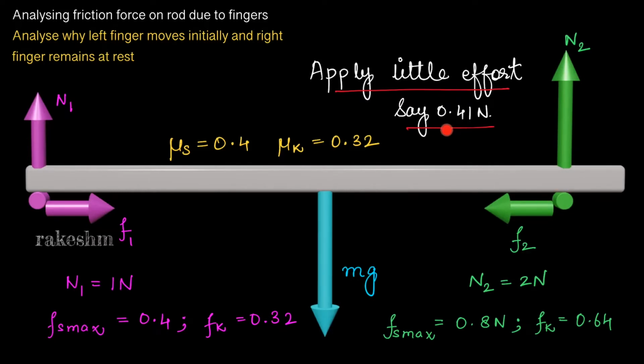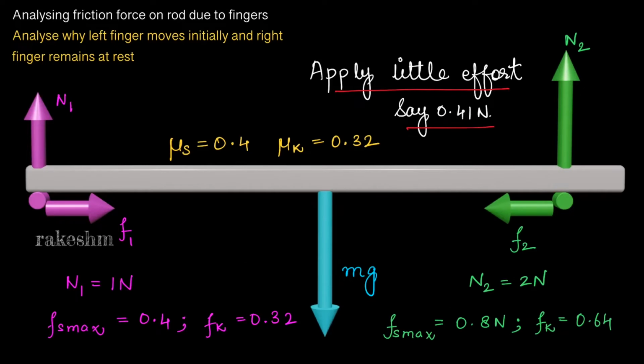Next, you increase the force which you are applying by these two fingers to 0.41 Newton. Now see, on the left finger 0.41 Newton is being applied and the maximum static friction is 0.4. So what would happen here, tell me? This finger will start to move towards the right, I mean, it will start to move towards the center now. The right finger also you are applying 0.41 Newton, and the maximum static friction value is 0.8 Newton. So this finger will not move now.